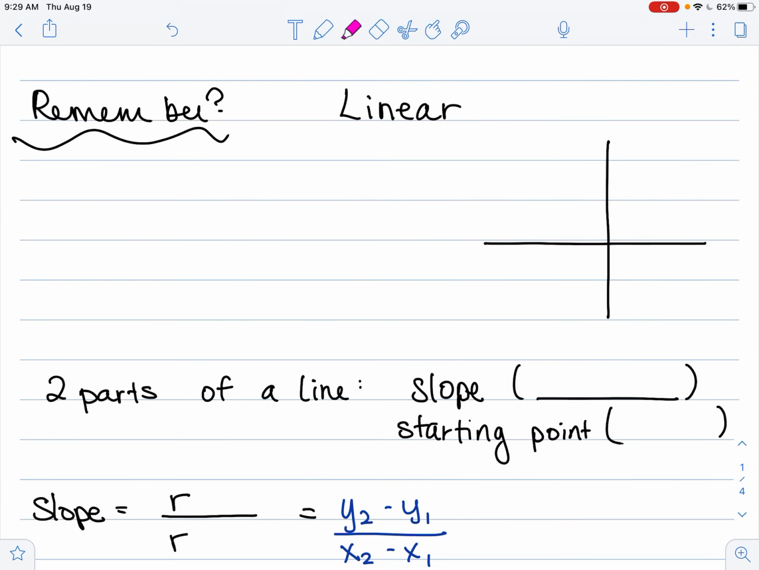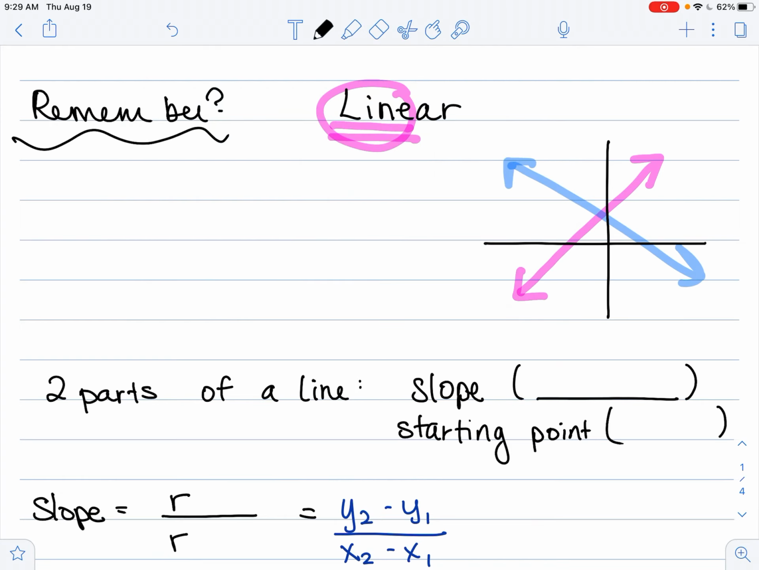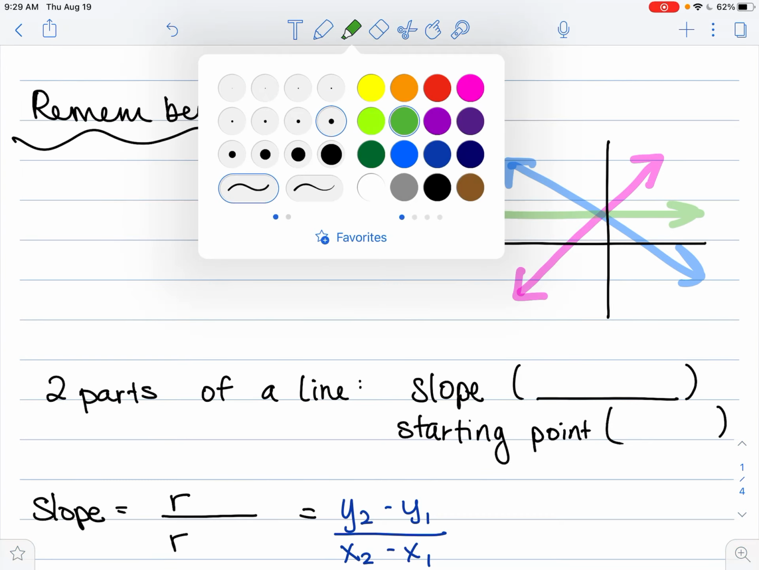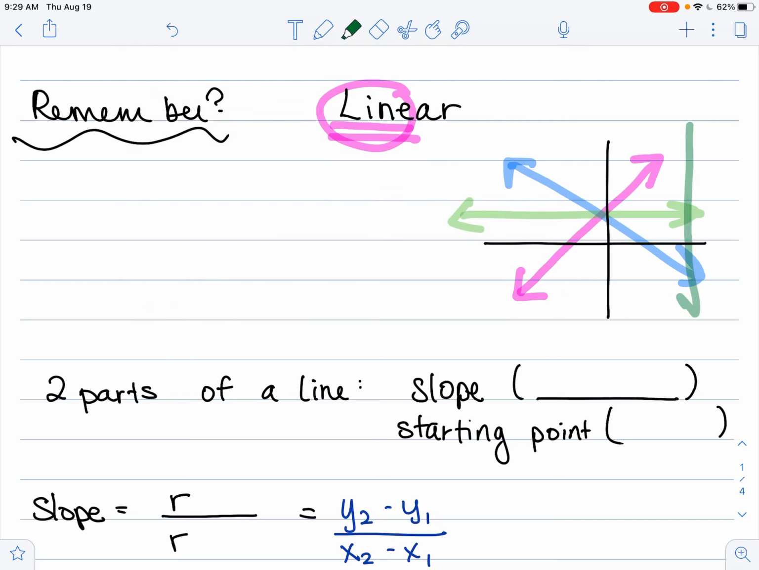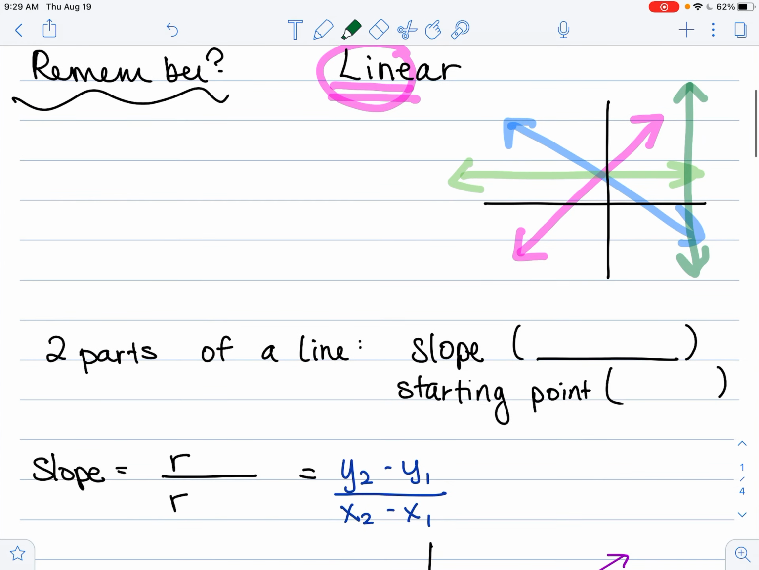Remember that linear, the root word is line, and that's because a linear function or equation always describes a line, just like its root word. Lines can go up and to the right, down and to the left. They could be horizontal, and they can be vertical. Anything that I write, go ahead and add in, use color however you'd like, so that your brain can learn it.